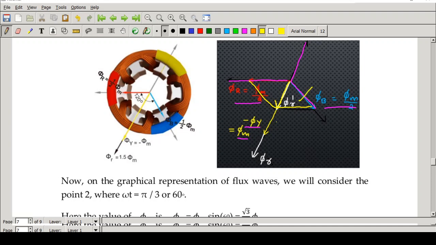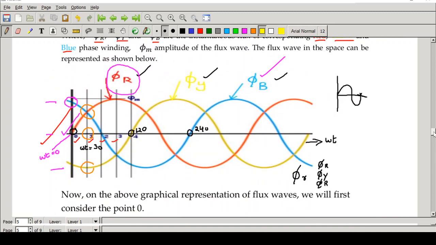Now to this phi r dash I am adding what? This is minus phi y. So phi r dash plus minus phi y, I will get phi r. See, now what is the difference here? The magnitude remains the same, but initially in the first position, the resultant flux phi r was like this. Now see the direction, it changed like this. Now let's move on to the next point, that is point 2 in this diagram.